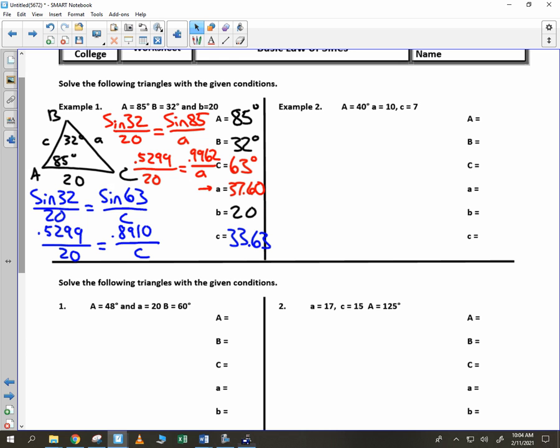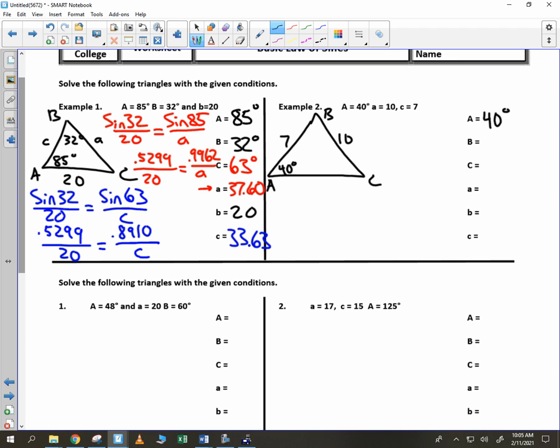Example 2, we know that A is 40 degrees. Side A is 10 and side C is 7. Can somebody please tell me what's different about this problem compared to the first one we did? 2 sides instead of 2 angles.